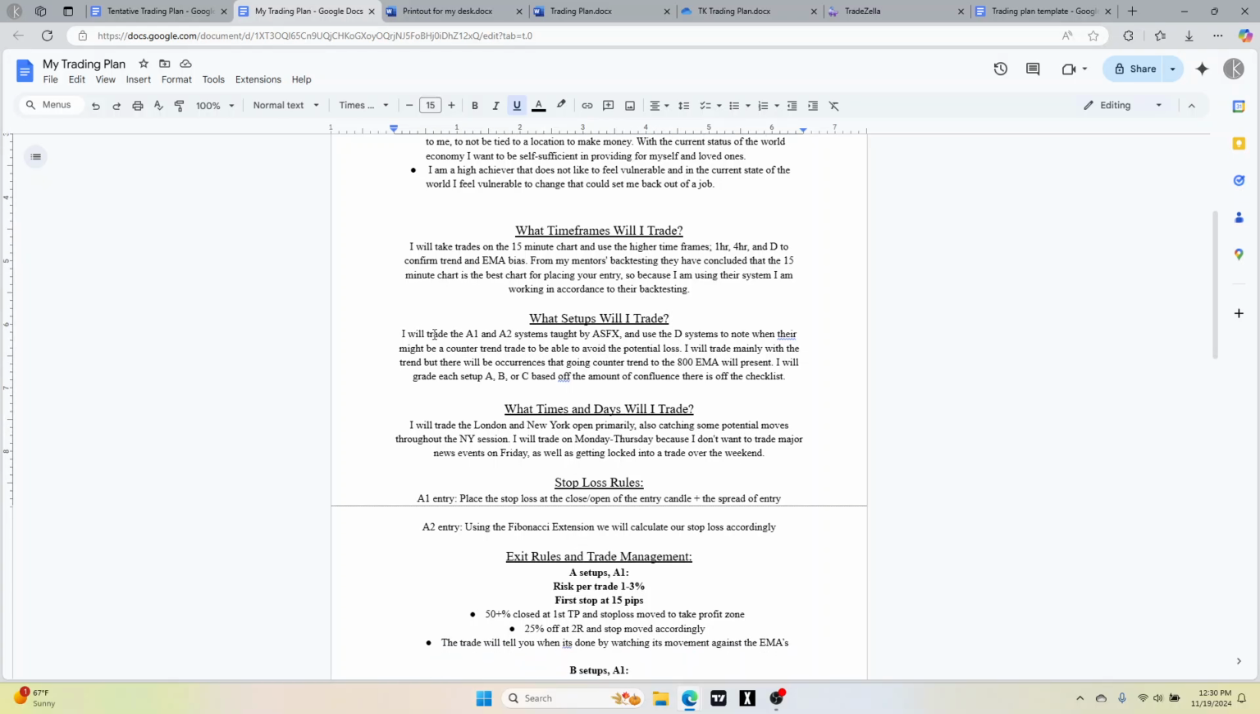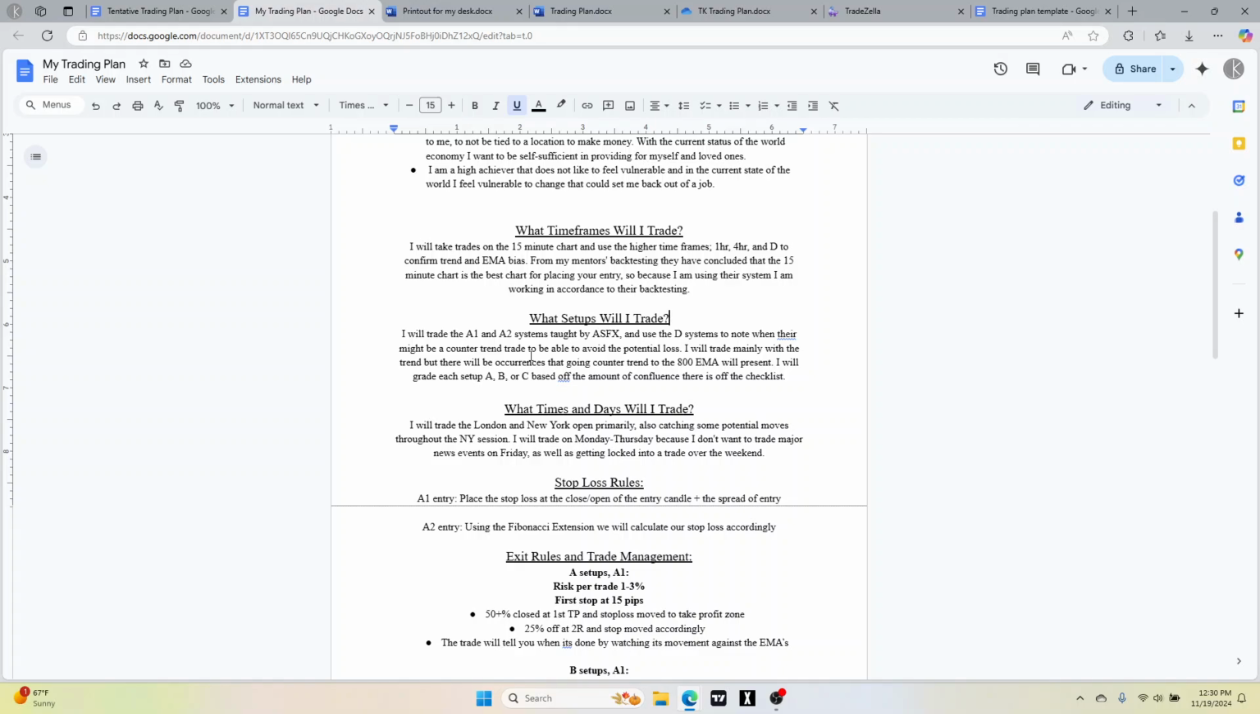And see, it's not just a bullet point. I trade the A1 and A2 systems taught by ASFX. I use the D system to note when there might be a counter trend trade and avoid a potential loss. I will trade primarily with trend, but there will be occurrences that I will go counter trend to the 800 EMA. I will check each grade setup A, B, or C, and then that's going to be all detailed down below, or in another part.